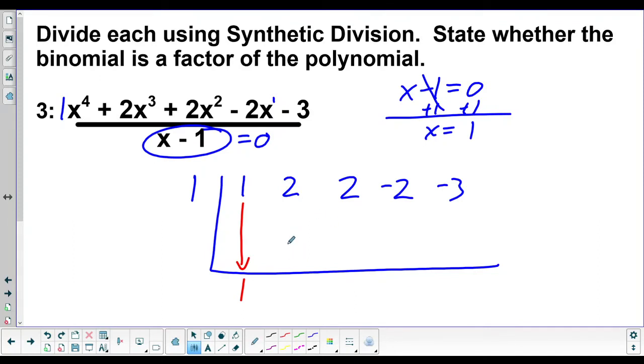1 times 1 is 1. Put it into the next number. Do what the signs say. 2 plus 1 is 3. Multiply. 1 times 3 is 3. Put it under. Add. 2 plus 3 is 5. Multiply. 1 times 5 is 5. Do what the signs say. Negative 2 plus 5 is 3. 1 times 3 is 3. Negative 3 plus 3 is 0.